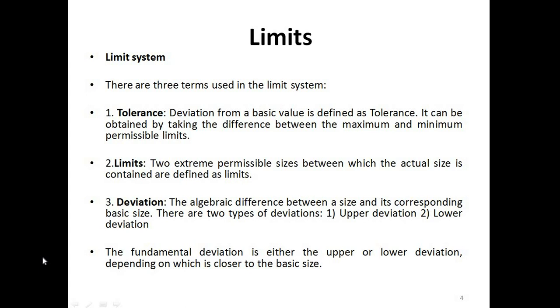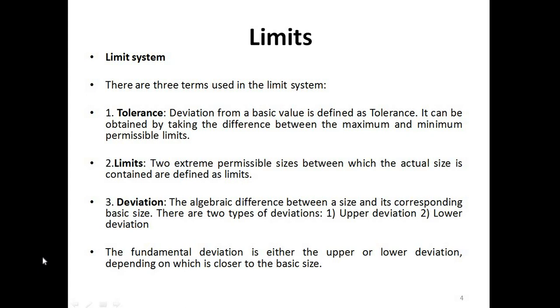There are three terms in the limit system. The first one is tolerance. Deviation from a basic value is defined as a tolerance. Suppose diameter 20 is a basic value and the tolerance is from plus 0.2 to plus 0.4 and the value comes to 20.3. That is the deviation from the basic size, because the basic size is diameter 20 and the value comes to 20.3. It differs from that basic value, that is the deviation from that basic value, and this is called a tolerance.